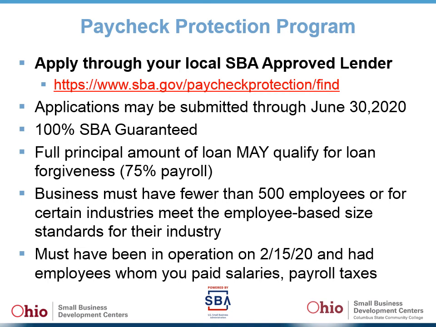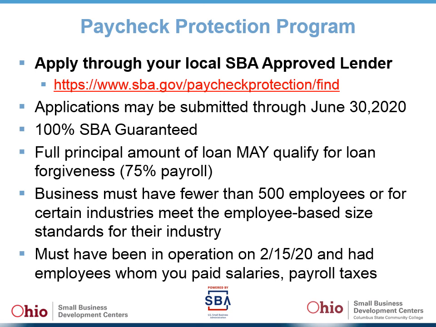To apply, you'll need to apply through your local banker, but they must be an SBA approved lender. If you are unsure if your bank is an SBA approved lender, you can visit the website in the first bullet point and it will give you a listing of all SBA approved lenders. Applications must be submitted through June 30th of 2020. There is a 100% guarantee for the lender on this loan, so that provides the lender with security in issuing these loans. The full amount, as mentioned, of the loan may qualify for loan forgiveness.